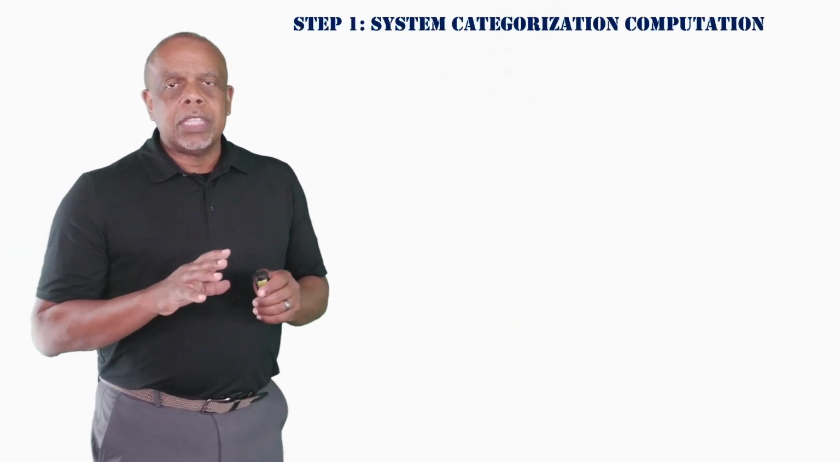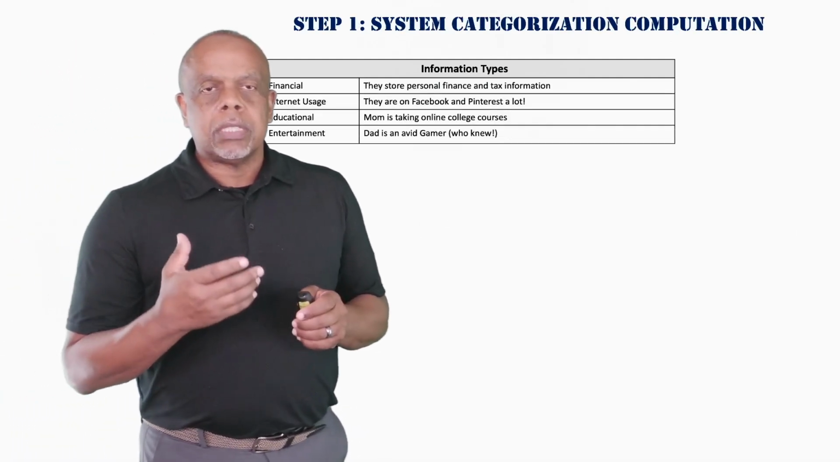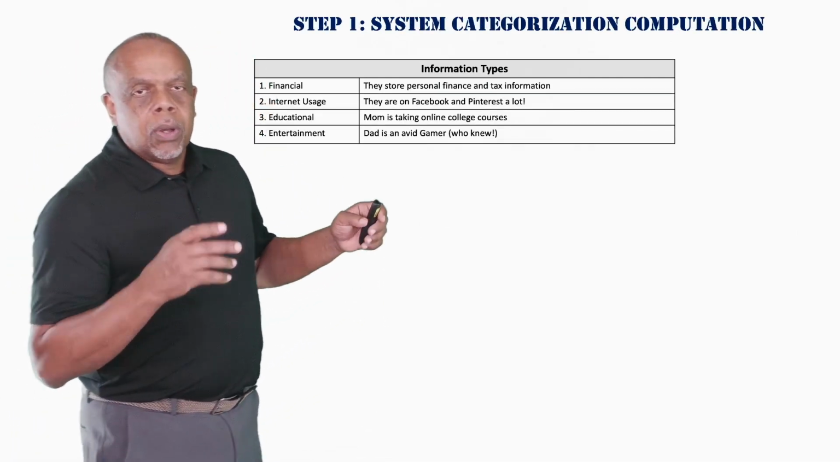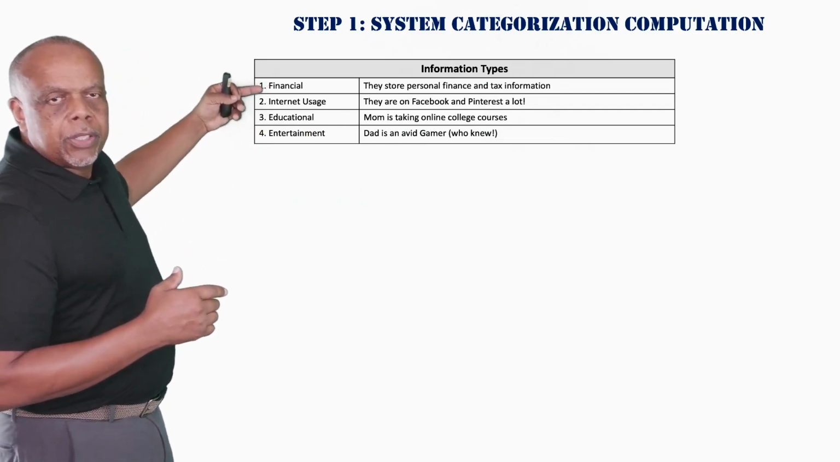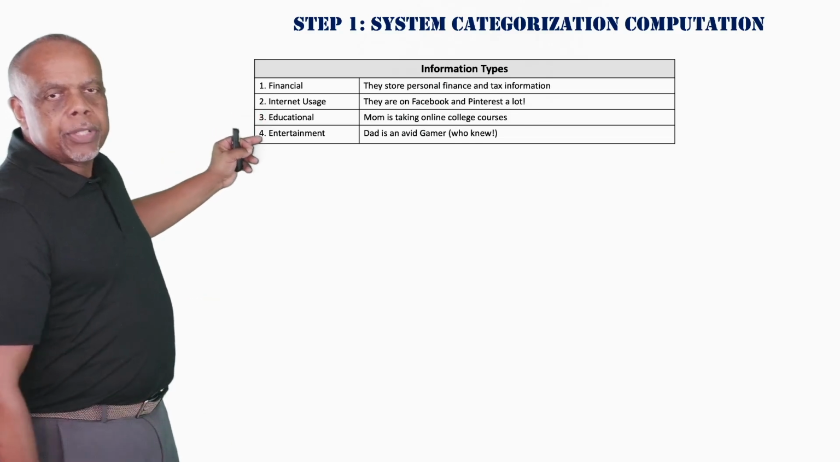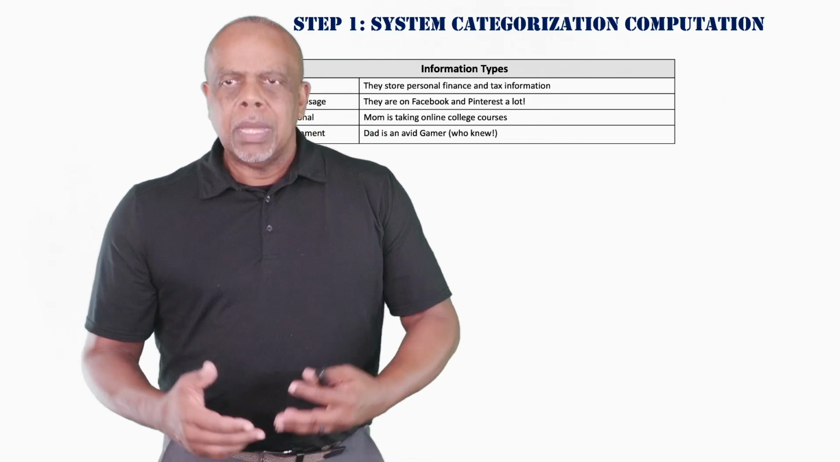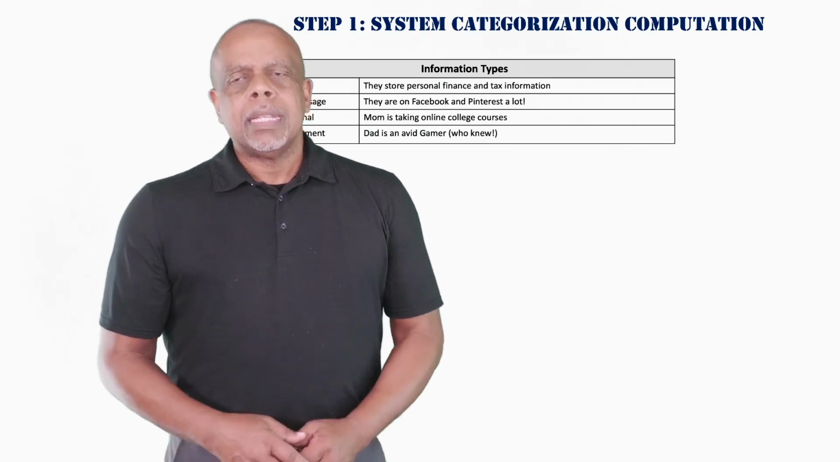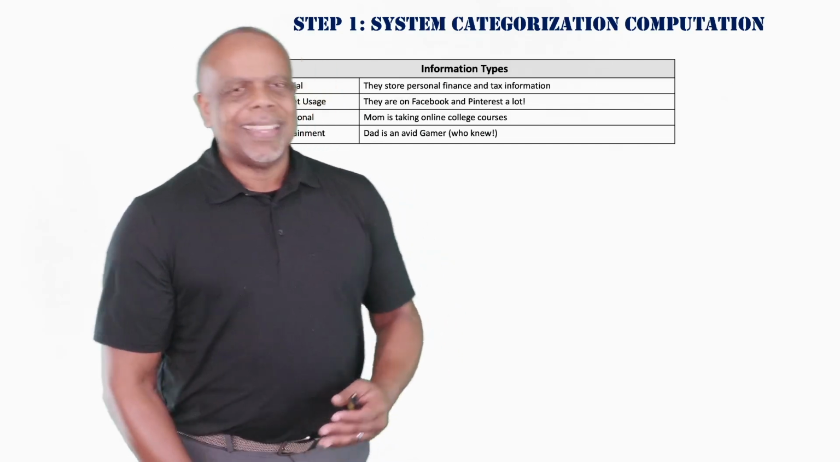So now that I've got these together, now I can start digging into these information types, all right? These information types, I just kind of categorize them. I have financial information, internet usage information, educational information, and entertainment, based on what my mom and dad told me when I sat at the table with them and asked them, what are y'all going to do with this computer? And they said to me, well, son, we're going to do this, this, and this.